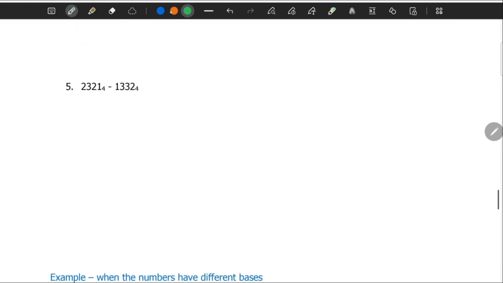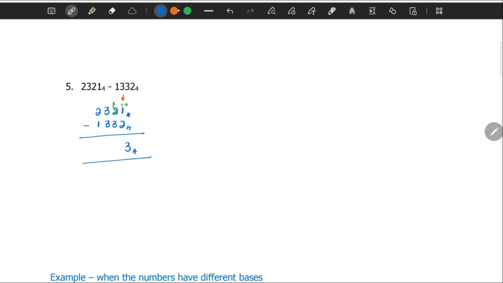Then the next one is 2321 to base 4 minus 1332 to base 4. 1 minus 2, so the first one, 1 minus 2, it can't, so then you borrow from here such that it becomes 1, then here you say plus 4 such that it becomes 5 minus 2, that's going to be 3.